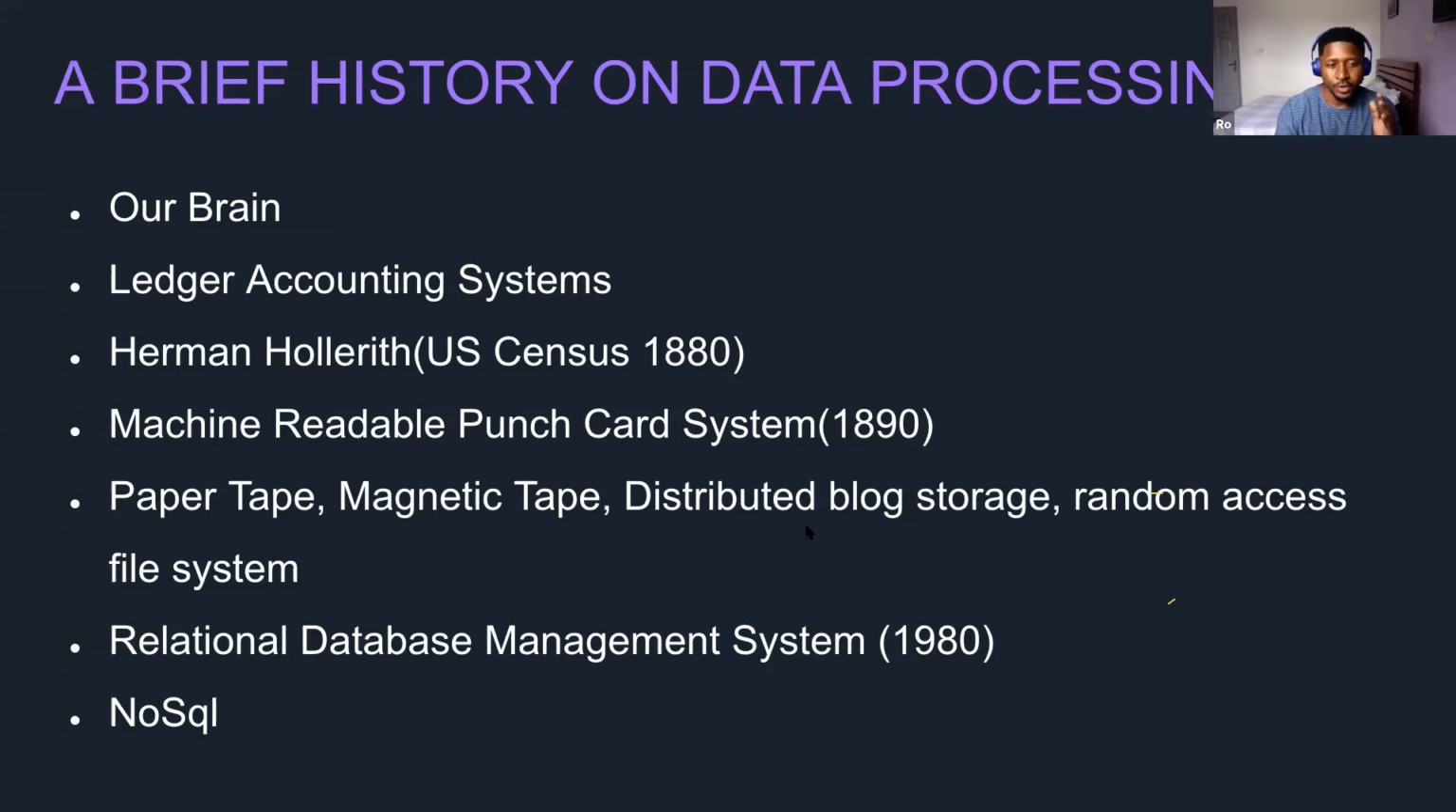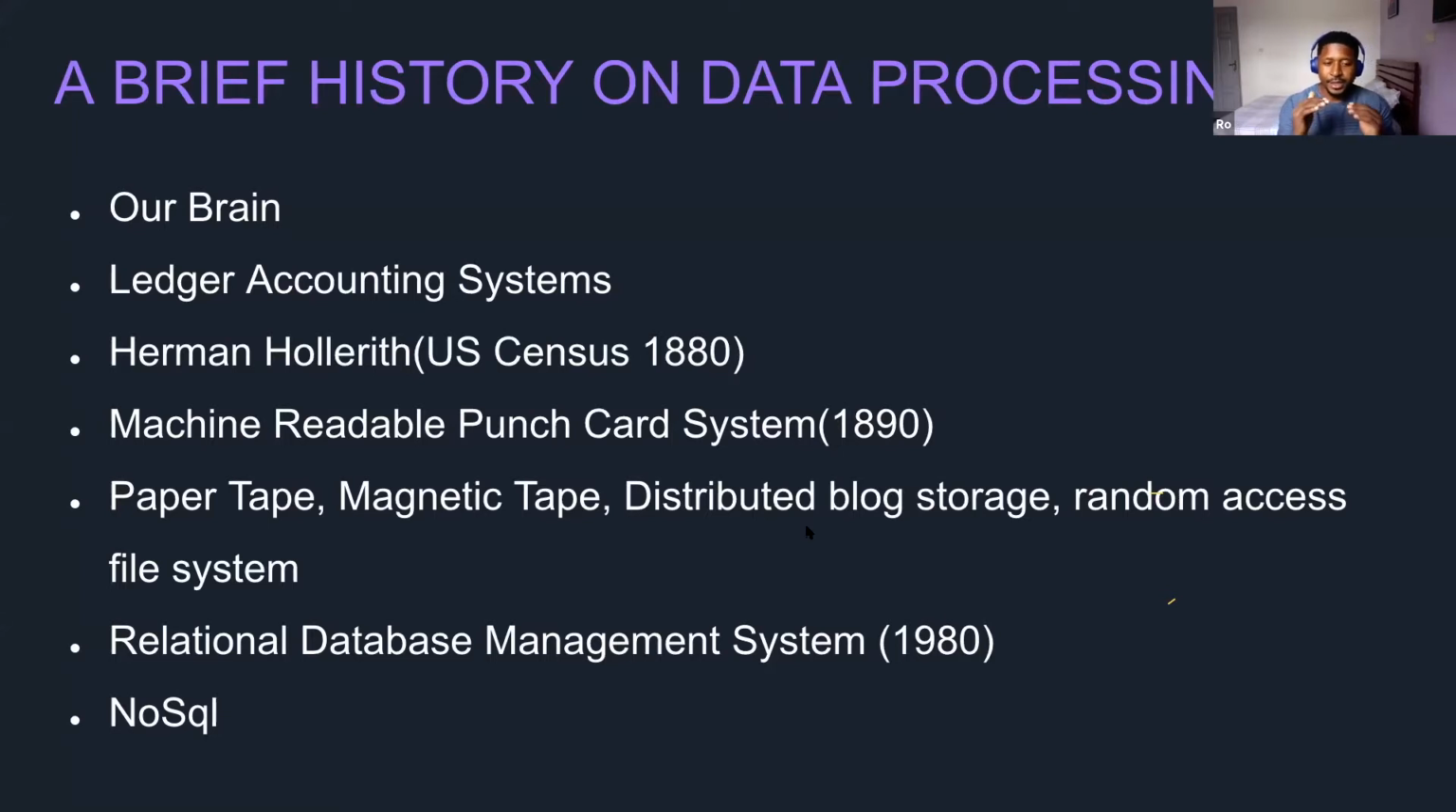That was actually a turning point in data processing technologies, because other data processing technologies started popping up. We had the paper tape, the magnetic tape, the distributed block storage, the random access file systems, and all that. All of those technologies started popping up and people were trying them out until 1980, when the relational database management system was born.